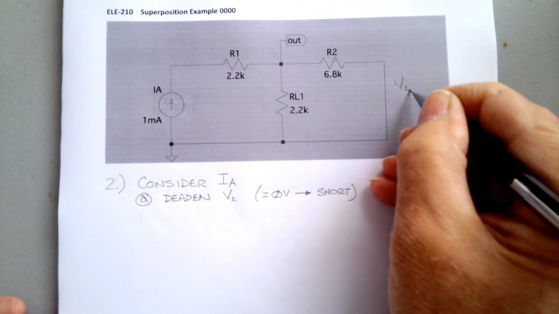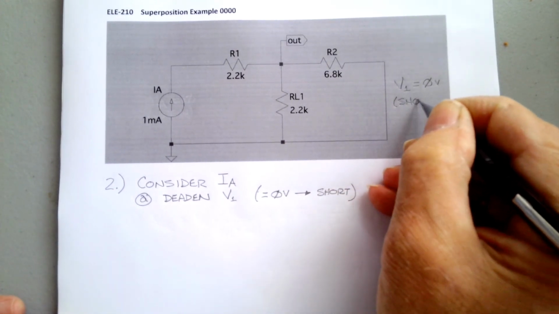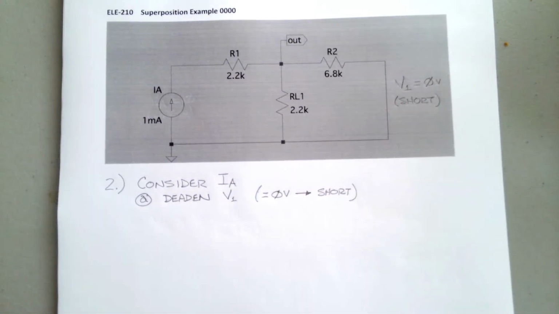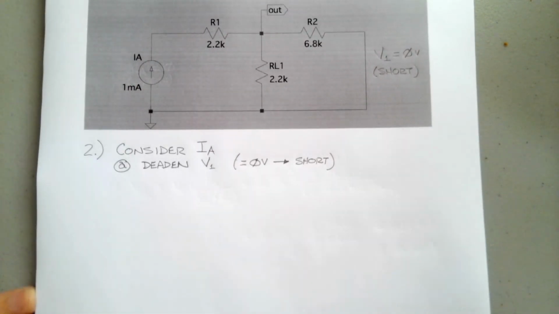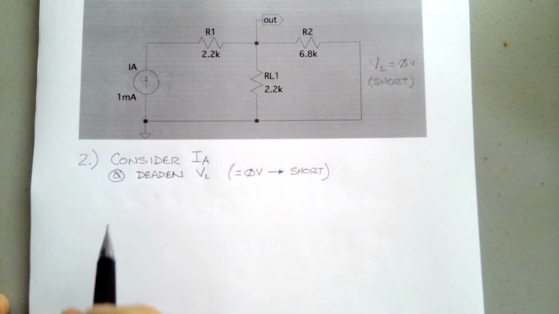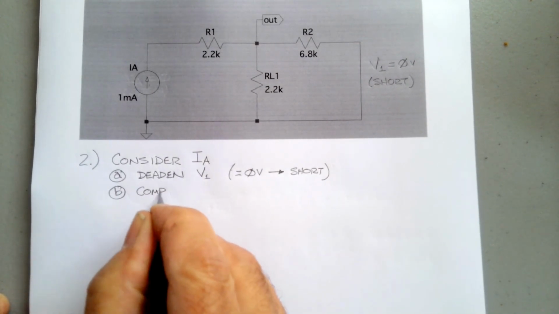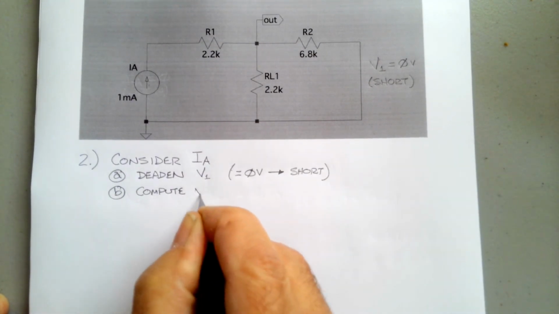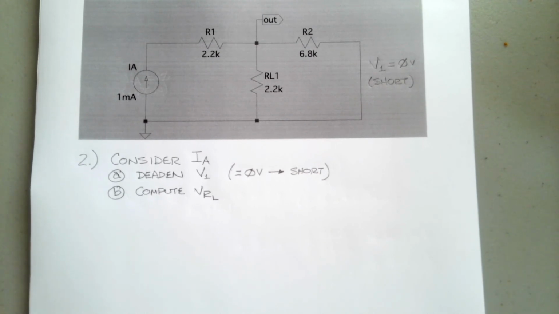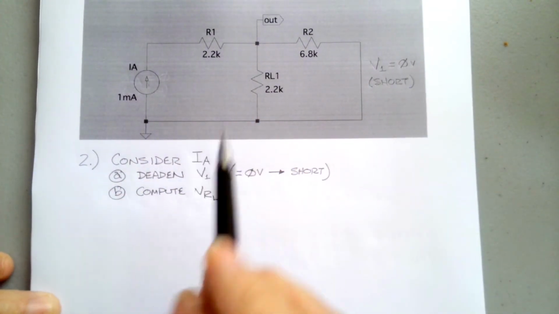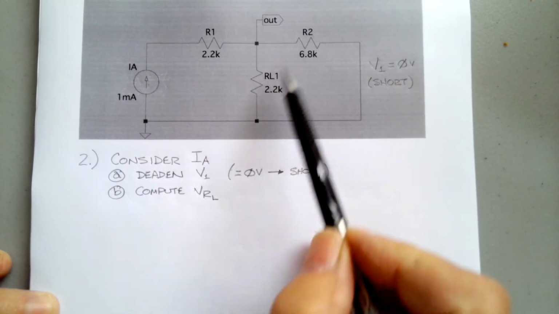So here we go, V1 equals 0 volts, which is a short. You can't have any voltage across the short. Now what we have is a current source, and now we're going to compute VRL. The current source is going to flow here, and it's going to see R1 in parallel with R2 and RL.